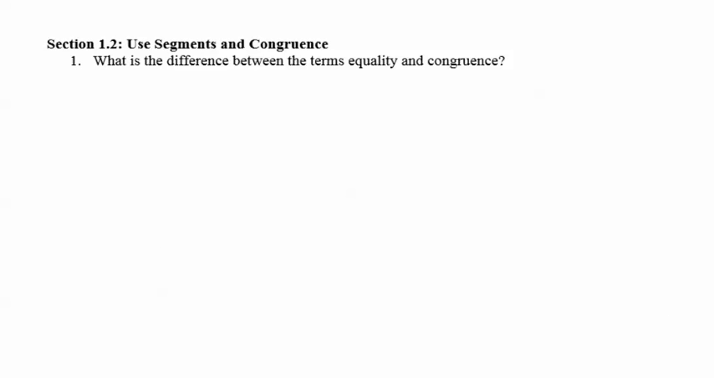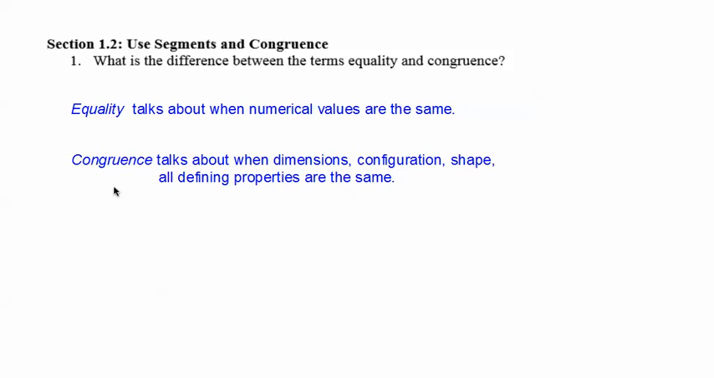Let's review a few things that you have seen in Unit 2, things that you need to make sure you know for the test. This first question is, what is the difference between the terms equality and congruence? Well, I've done a quick summary here, and like we said in class, equality talks about when numerical values are the same. So, for example, I could say that the number 9 is equal to the number 9. Or I could say x is equal to 3.